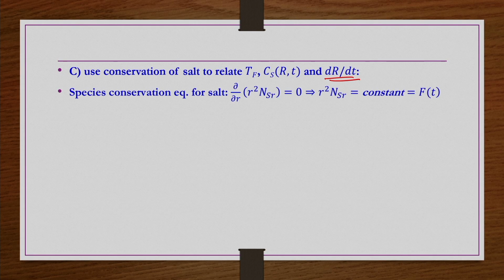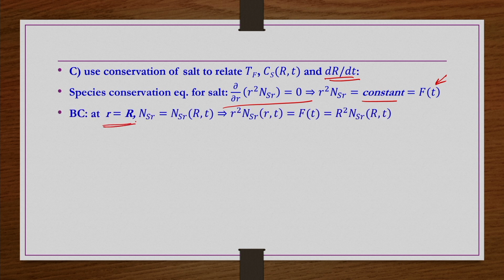The species conservation equation for the salt solution we write: dou by dou r of r square NSR is equal to 0. That means r square NSR is equal to a constant, which is a function of time but independent of r. With respect to r it is constant, but it is a function of time. Okay. Here the N S theta and N S phi terms should also be there, but we are not writing them. Why are we not writing them? Because we already know that a spherically symmetric system is there. So, variations are there only in the r direction; in the theta and phi directions, those variations are not there.